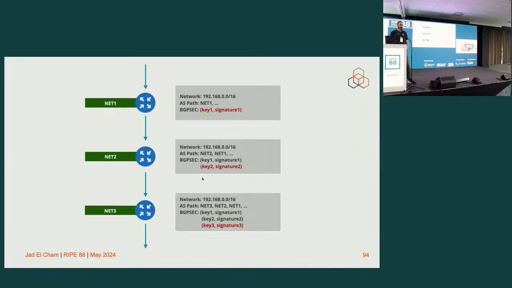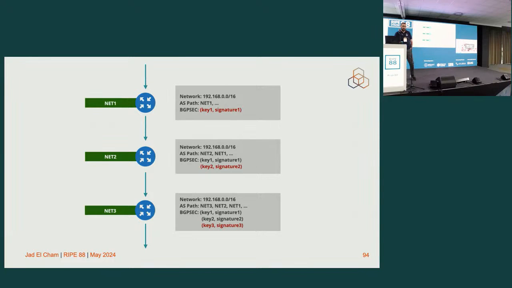Network 3 will go verify the signature of network 2. So it will verify that this is correct, and then it will verify that this is correct, and then it will verify that this is correct, and then it will add its own signatures, own key, and send it forward. What I'm saying is that if there's 10 routers between me and Andre in the back of the room, all of this should be done at every router for every prefix.